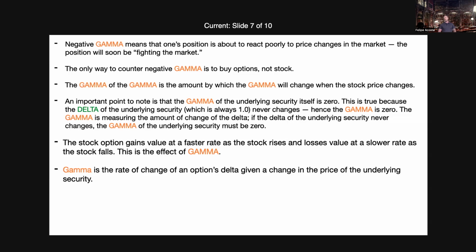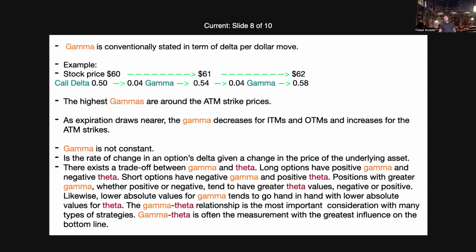The stock option gains value at a faster rate as the stock rises and loses value at a slower rate as the stock falls. This is the effect of gamma, basically. Gamma is the rate of change of an option's delta given a change in the underlying security. Again, here we have an example of a gamma, which is similar to the one I shared a moment ago. So gamma is conveniently stated in terms of delta per dollar moves. So basically, this is what influences, for the most part, the value of those option contracts, right?